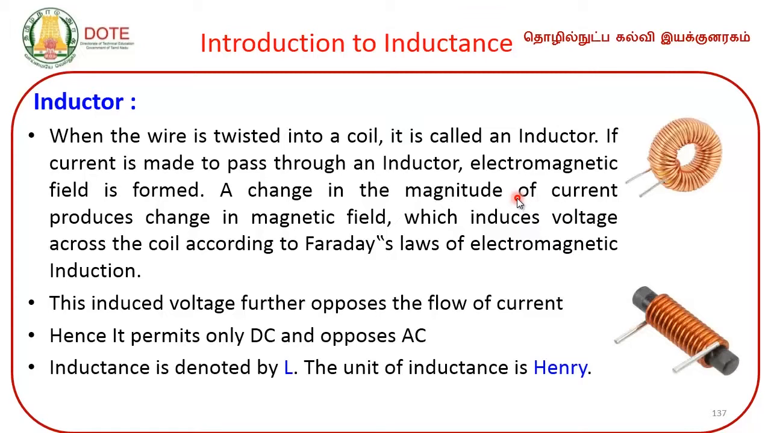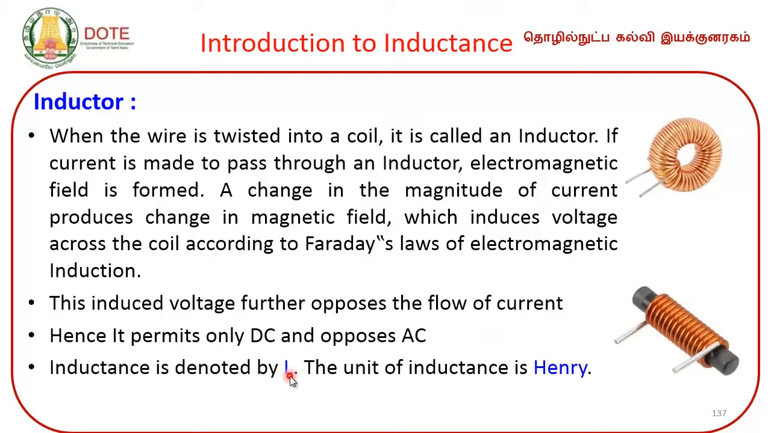These are the fundamental physics we have to recall to understand inductor analysis, right. The induced voltage will oppose the flow of current. So an inductor permits only DC, it opposes AC. Why? Because when AC flows, dynamic flux is produced, so voltage is induced, and this induced EMF, the counter EMF, opposes the current. That is the reason it opposes AC and permits DC to flow through.